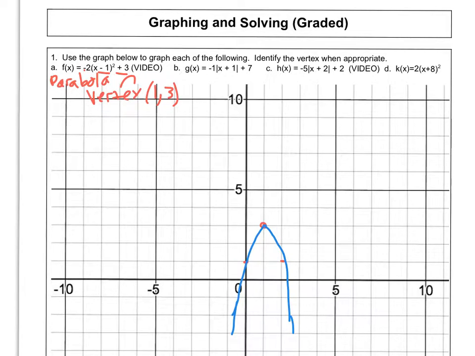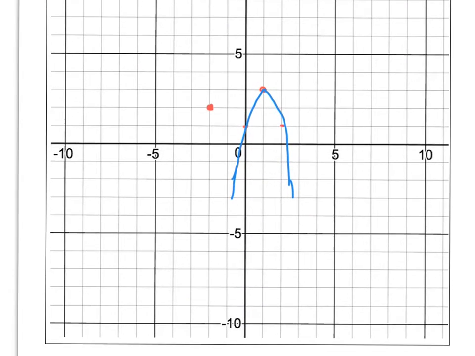For the next one, we're looking at C. This is an absolute value. That means it's going to be some kind of a V. Because of a negative, it's actually going to be an upside down V. The vertex would be at negative 2, 2. So that's going to be here. And down 5 would be my instruction for each side of this. So 2, 4, 5 on both sides.